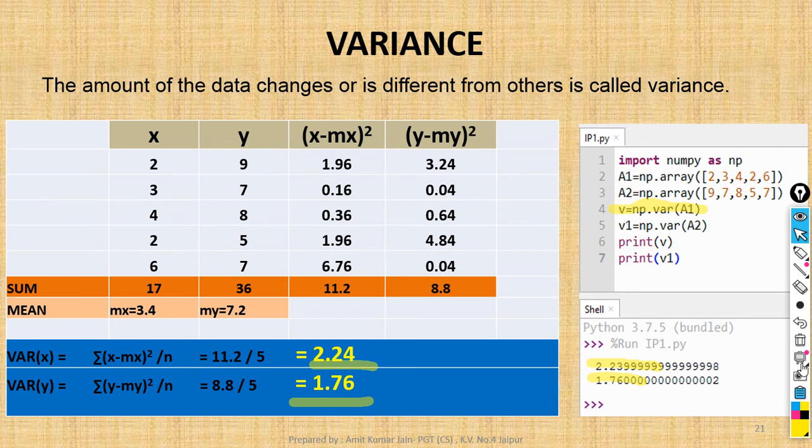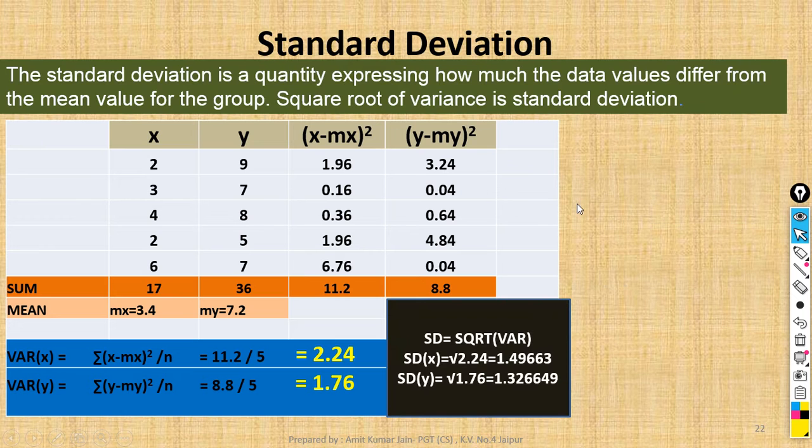Now we will calculate how to find the standard deviation. Standard deviation is a quantity expressing how the data values differ from the mean value. To calculate the standard deviation, we have to find the square root of variance. We already found the variance. The square root of variance is the standard deviation.